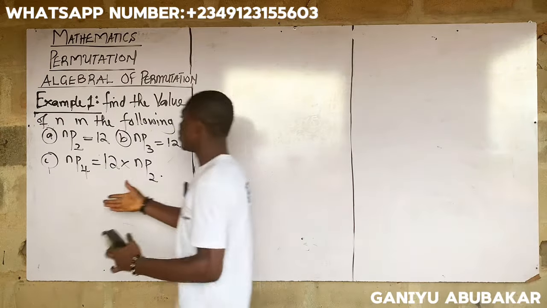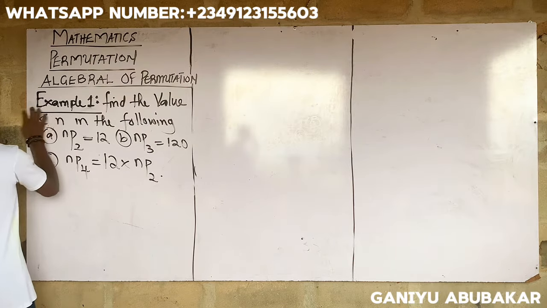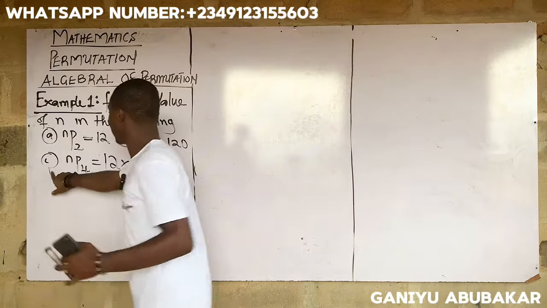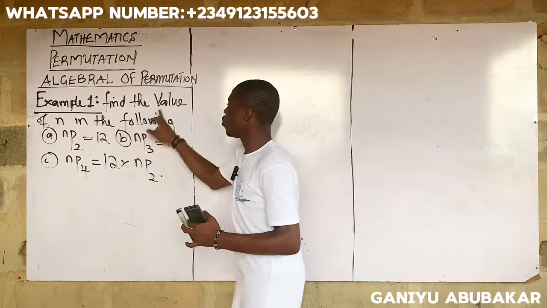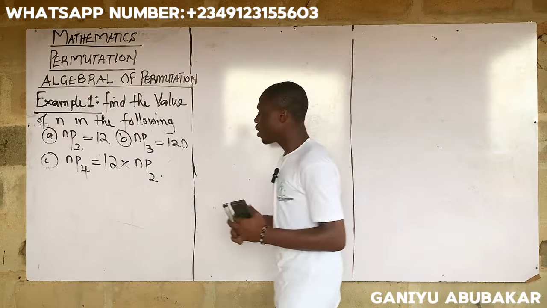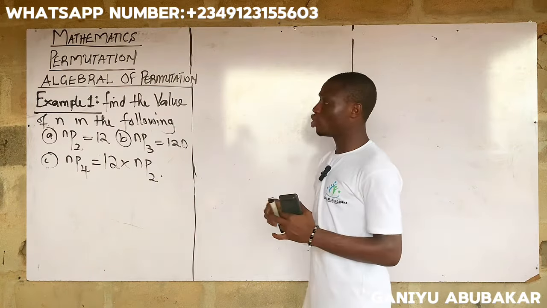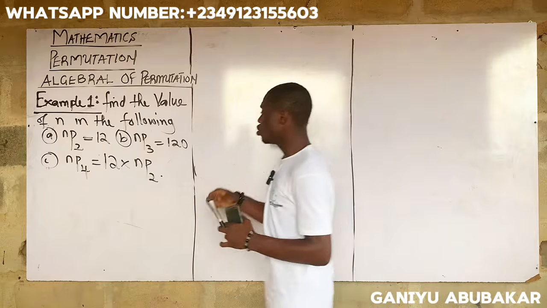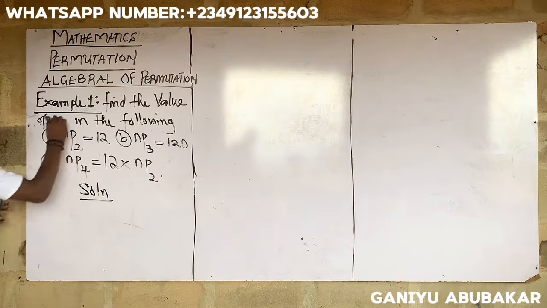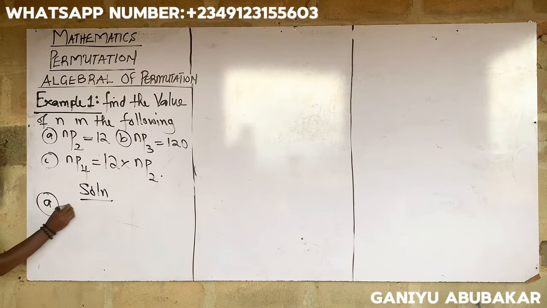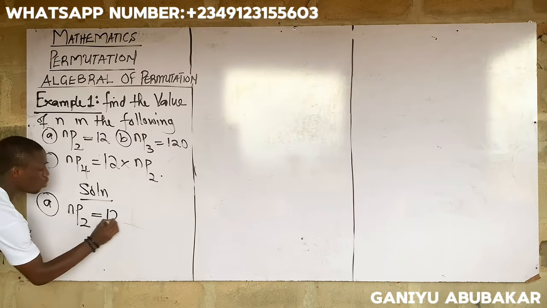All right, let's get this done, please. Now it says find the value of n in the following. So this becomes your task under the algebra of permutation. Solution. How do we solve this? Number one, for A, I have n permutation 2 being equal to 12.